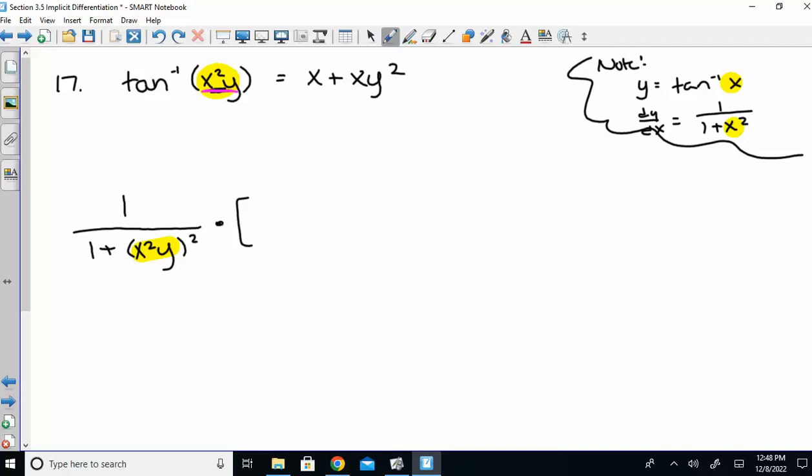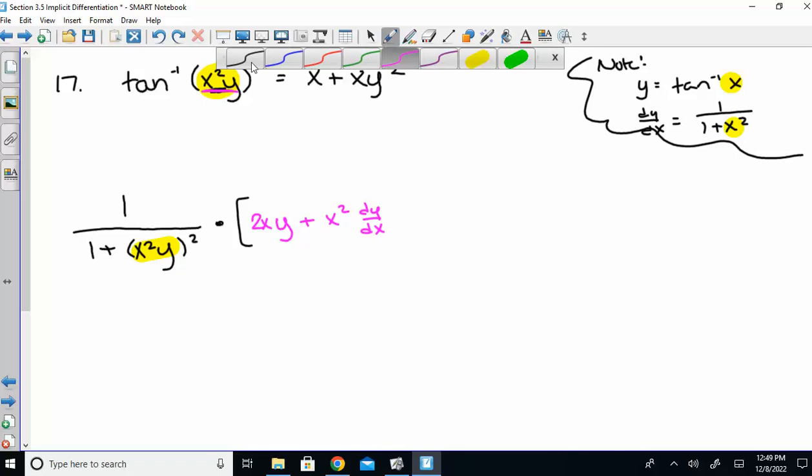Okay, so we're doing chain rule. Derivative of the inside, x squared y. That's a product, right? So we have to do product rule. Product rule says derivative of the first, so derivative of x squared is 2x times the second, which is y, plus the first, which is x squared, times the derivative of the second. Derivative of y is dy dx. So that's the derivative of the left.